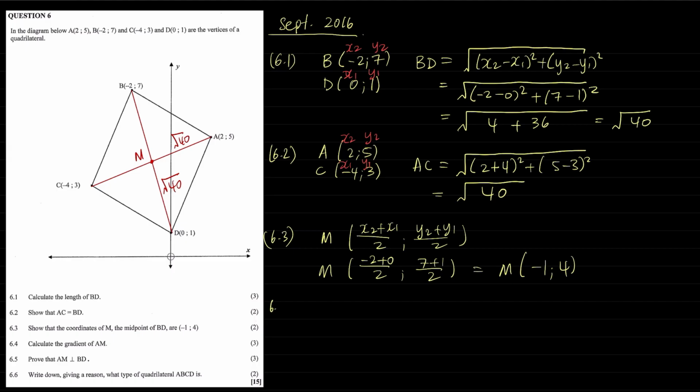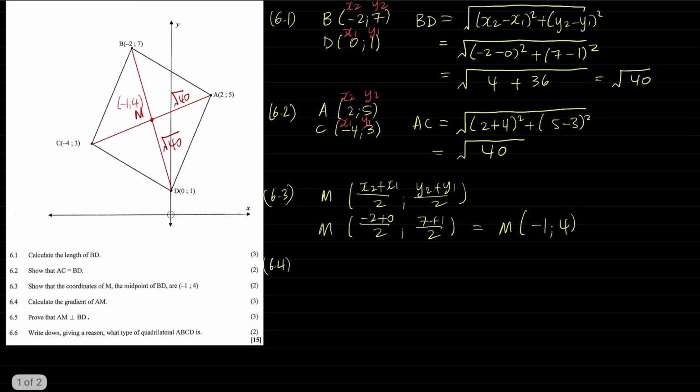Now question 6.4, calculate the gradient of AM. So let me just write this down. So M is minus 1 and 4. Now the question says calculate the gradient of AM. So AM, okay. So I'm going to write down the coordinate for A. It is 2 and 5, and M is minus 1 and 4. I'm going to label them. That's going to be x2, that's going to be y2, that's going to be x1, that's going to be y1.